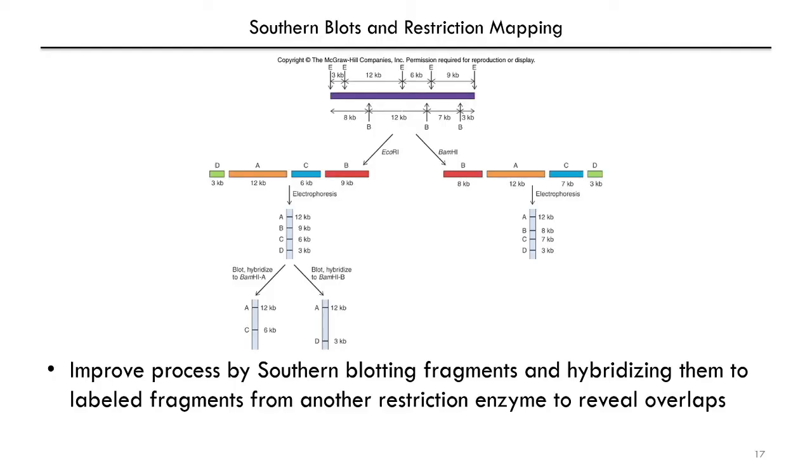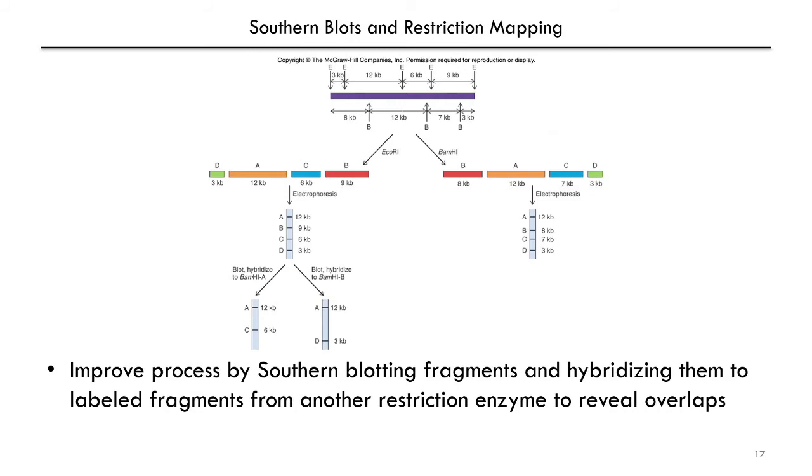You can also improve this process by using Southern blotting to find out which fragments overlap with one another. In this example, you have a linear piece of DNA that you can cut with either EcoRI or BamHI, giving you different fragments that you can separate by electrophoresis. How can you tell which of these fragments are overlapping? You can isolate some of the fragments from one digest, label them, and then use them as probes for Southern blotting on a gel from the other digest.